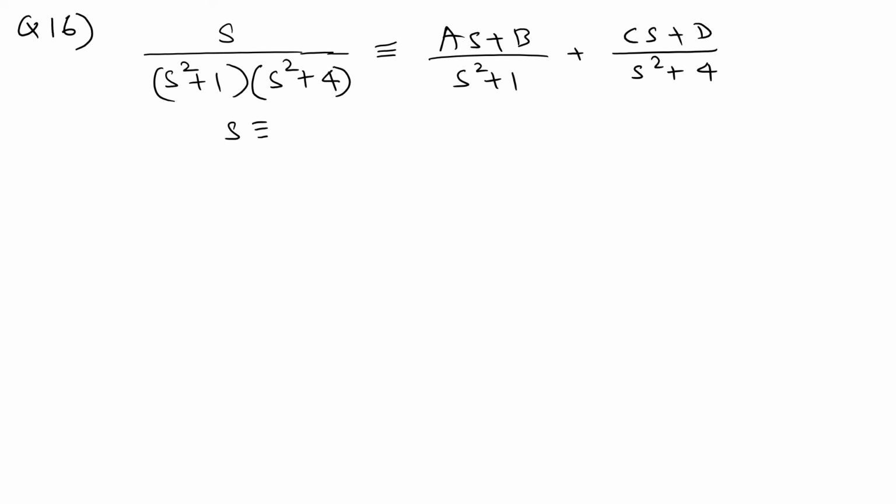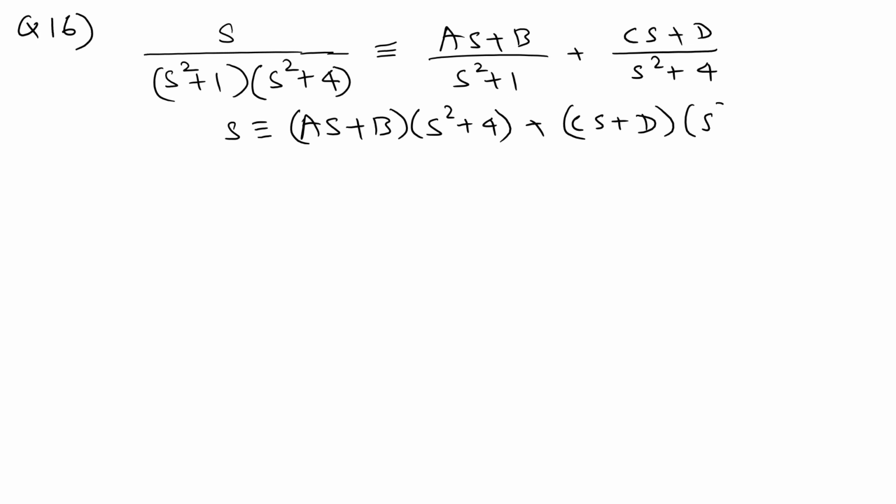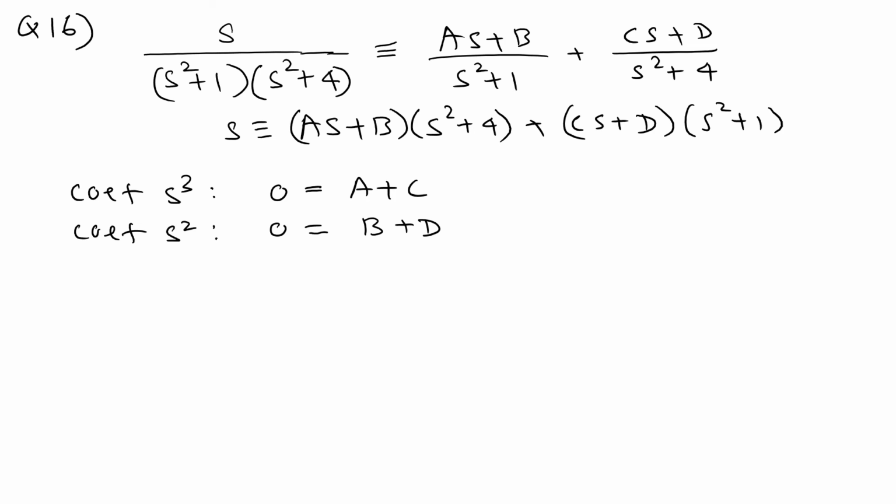So we have s equal (As plus B) times the other one, and then (Cs plus D) times the other one. So we can use the coefficient technique, because you can substitute anything here. So we're going to get these 4 equations, and then we do the coefficient of s. Then we do the constant term. Then as before, we use the subtraction technique. So we're going to go with the first and the third.